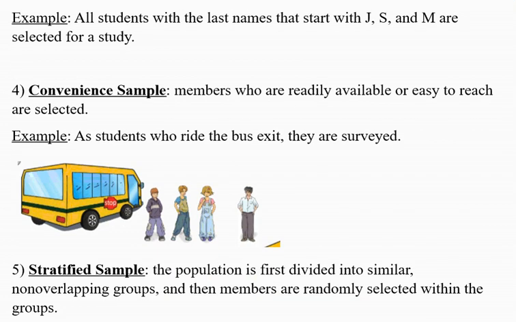A convenient sample is when members who are readily available or easy to reach are selected. It might be that the principal doesn't want to try to get all people to come to a room at lunch or something like that. It might just be hard to obtain. So he or she decides to stand outside where the buses drop students off, and asks students as they come in to school. As students who ride the bus exit, they are surveyed. It's a convenient sample, because it's convenient.